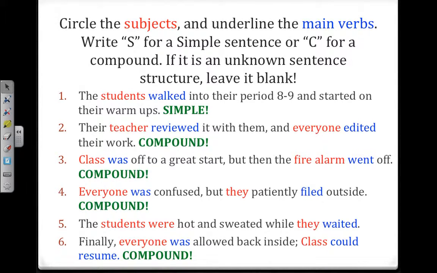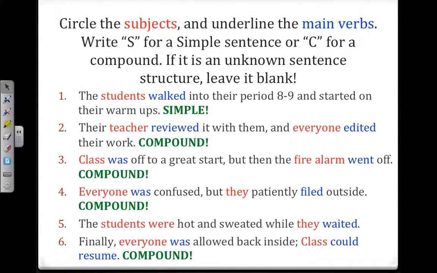So in the first example, we have the students walked into their period 8-9 and started on their warm-ups. The sentence is about the students. Walked is the action that they did. That's the only set of subjects and verbs that I have, so I know that to be a simple sentence. In the next example, I have their teacher reviewed it with them, and everyone edited their work. So I've got the subject teacher and the verb reviewed, and then I have another subject everyone and the verb edited. Since there's two pairs of subjects and verbs, and it is connected by a coordinating conjunction and, I know this to be a compound sentence.